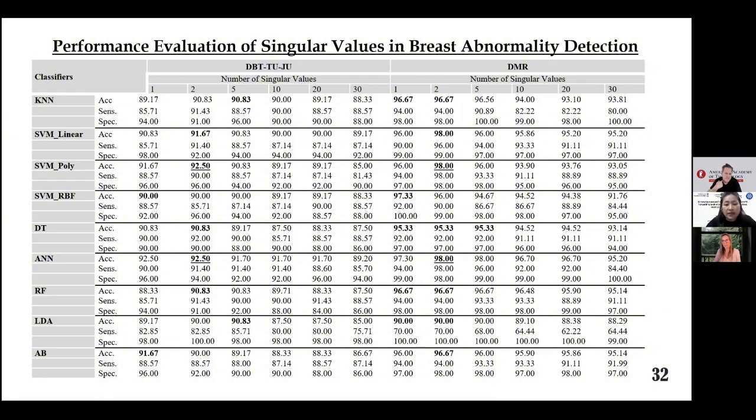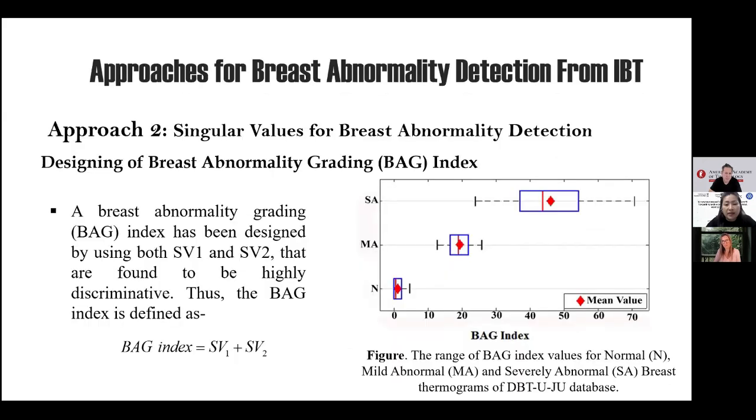Next, the question that started in my mind was, can I design some index that will help me separate the thermograms into healthy, severely abnormal, or mildly abnormal cases like benign? So I decided to use these 2 singular values of each thermogram and find out their range. I designed one breast abnormality grading index by taking the help of only two singular values. For a normal thermogram, this abnormality grading index, which is the summation of only the first singular value and the second singular value, is in the range of only 0.